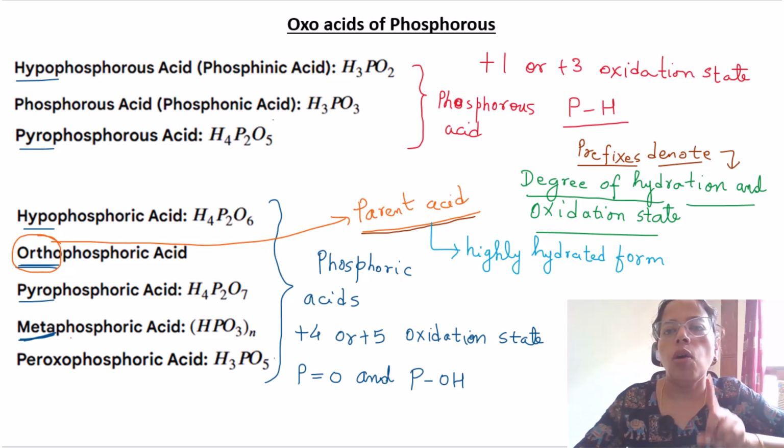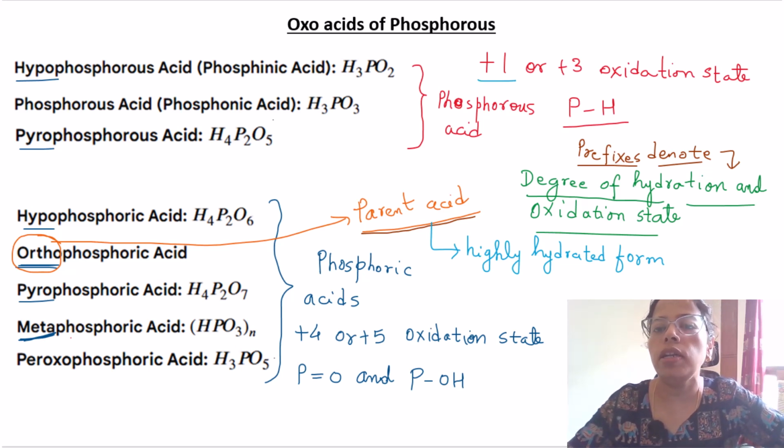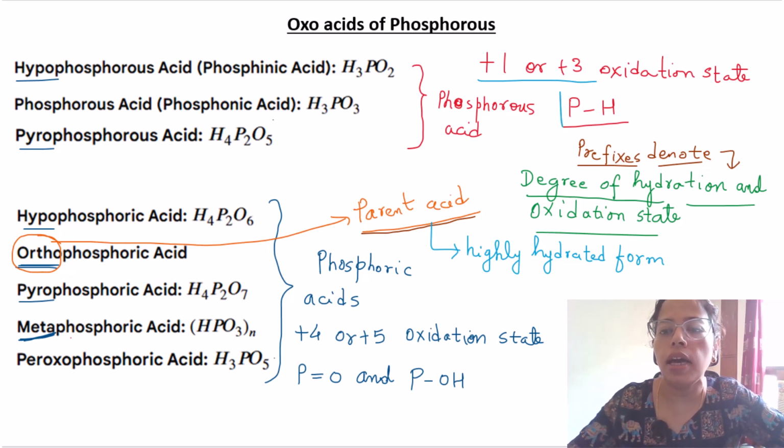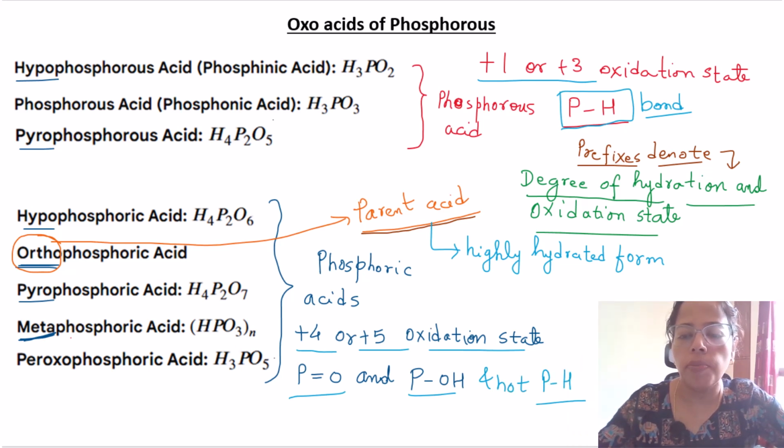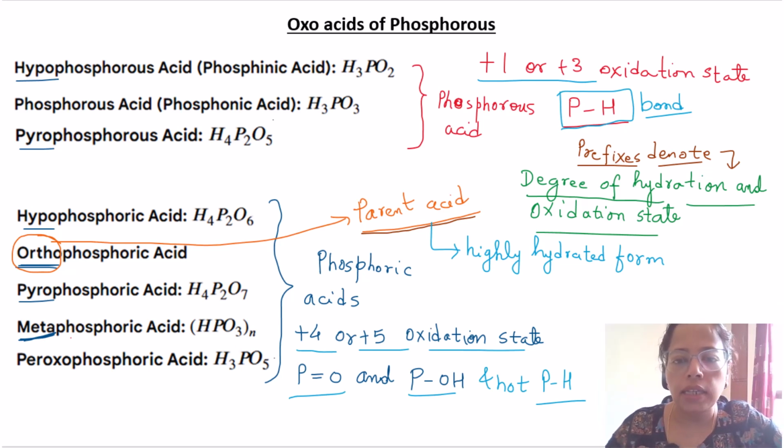So broadly, the oxoacids of phosphorus are divided into two categories: phosphorus and phosphoric acids. Phosphorus acids have +1 or +3 oxidation state, and they have the presence of P-H bonds. While the phosphoric acids have either +4 or +5, that is the higher oxidation state, and they have the presence of P=O and the P-OH bonds and not P-H bonds. Okay, we do not find P-H bonds here in the phosphoric acid category. And the parent acid is the orthophosphoric acid.